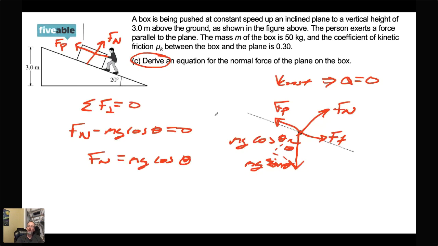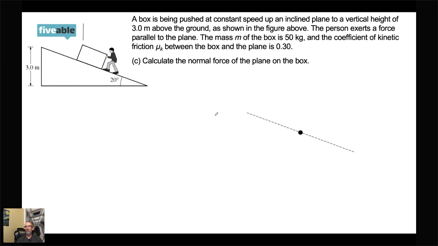So good job. The next thing they want us to do is calculate the normal force on the box from the plane. Last time we said that the normal force was equal to mg times the cosine of the angle. Our angle is 20 degrees, so we're going to say cosine of 20 degrees. Our mass of the box is 50, and we're going to multiply that times 10 since that's g. So it'd be 500 times the cosine of 20, which gives me 470, somewhere around there.